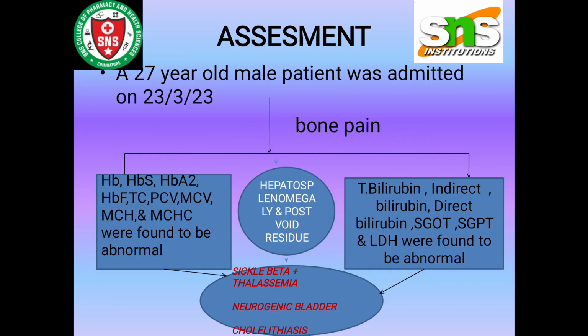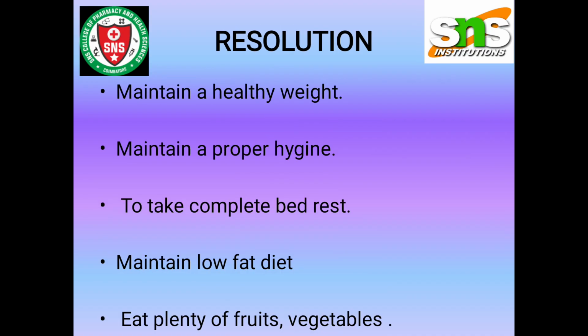And the assessment: a 27-year-old male patient was admitted with bone pain, and his HB, HbS, everything was found to be abnormal, and bilirubin is also abnormal. Sickle hepatosplenomegaly and post-void residue, neurogenic bladder, sickle cell beta plus thalassemia, and cholelithiasis have been found.